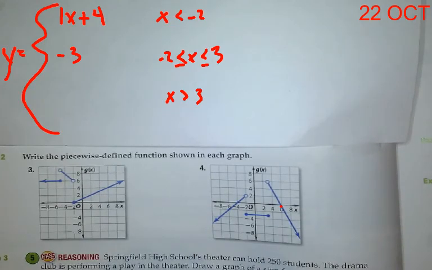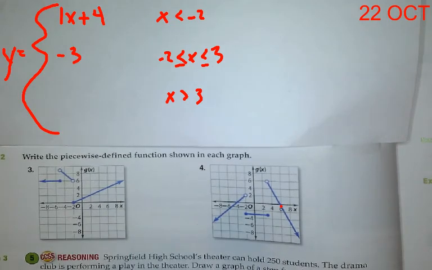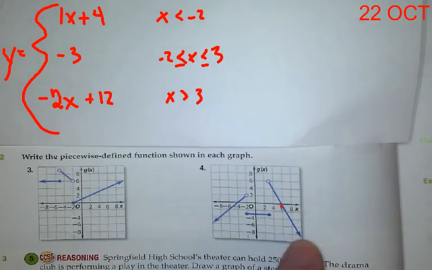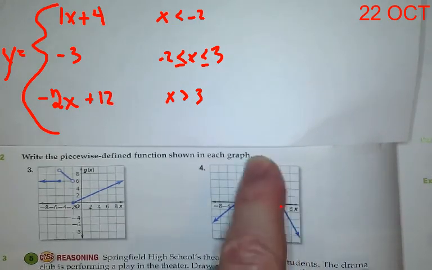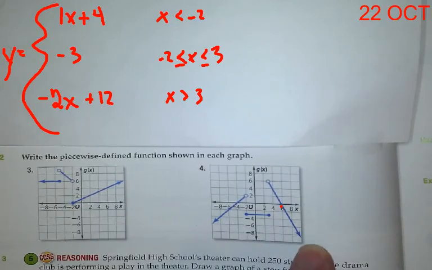If I go to Stat, over to Calculate, down to ln reg. Ln reg, that's what you're looking for, ln reg. This one is negative 2x plus 12. So I write negative 2x plus 12. Now that's the equation of this line right here. This line is negative 2x plus 12.